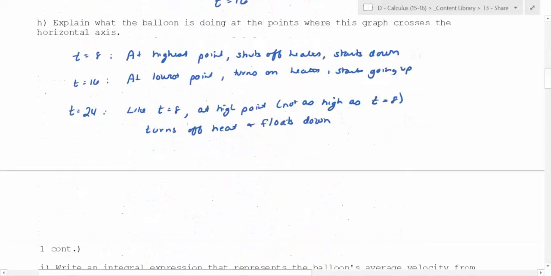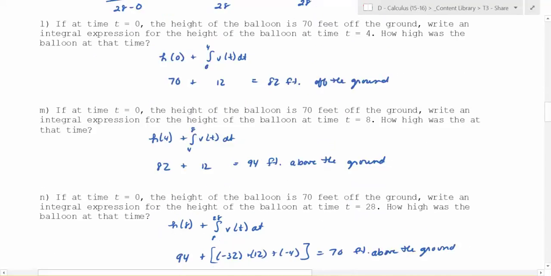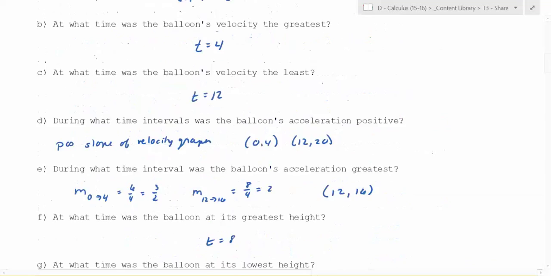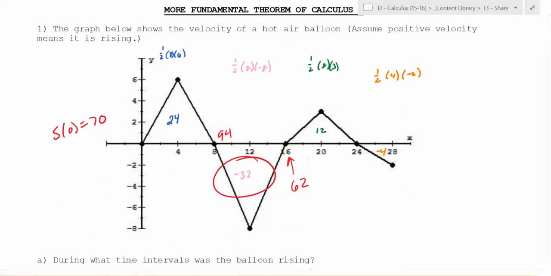So on O is asking you, it says, if at time 0 the height of the balloon was 70 feet off the ground, what time will the balloon return to that height? Return to that height. So we know that if you go to 16, it's below where it started. So you're looking for the net change. And actually, is the 70 relevant in this question? Not really. It's asking when the net change, the displacement, is 0, right?